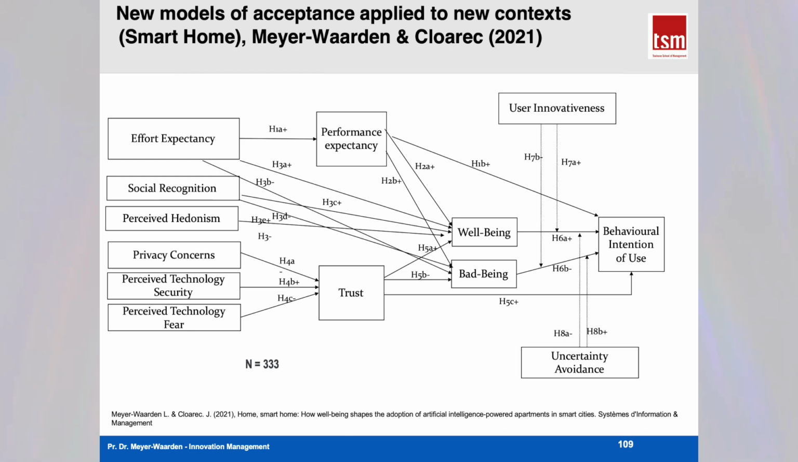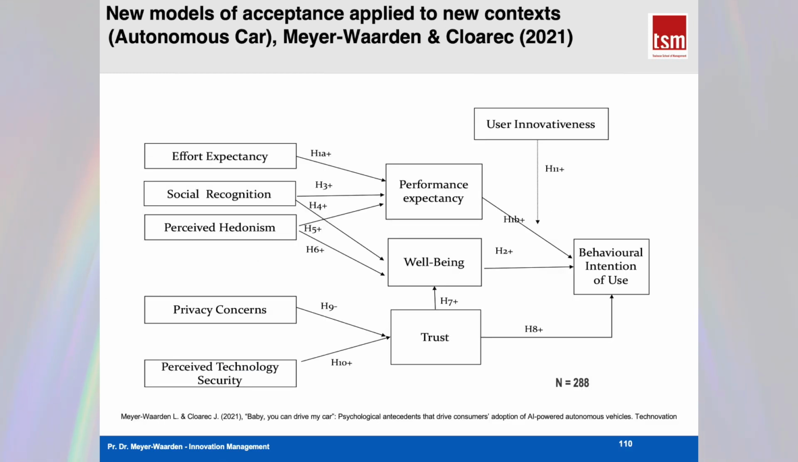And on the other hand, a personal characteristic, uncertainty avoidance: the more users avoid uncertainty, the less they will adopt smart homes. So the lower will also be the impact of the model antecedents on behavioral intention to use a smart home. In the following, we apply the UTAUT2 model to acceptance of autonomous cars.